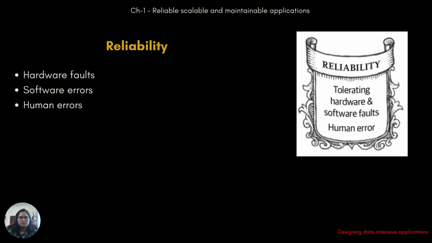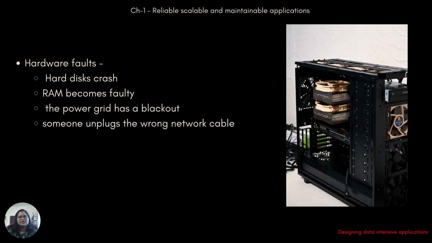Let's talk about the faults which can be cured. We will discuss how reliability matters with hardware faults, software errors, and human error. When we think of causes of system failure, hardware faults quickly come to mind. Anyone who has worked with large data centers can tell you that these things happen all the time when you have a lot of machines.